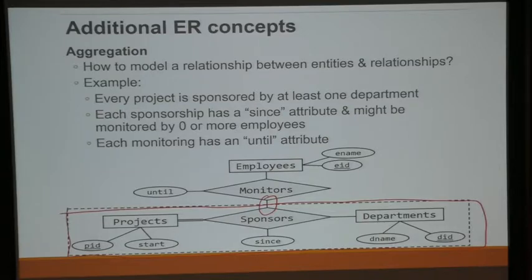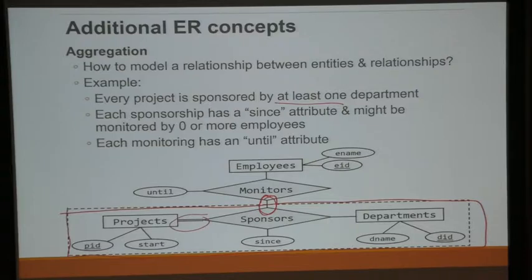Right? So every project is sponsored by at least one department. So you need to create this aggregation, you need to satisfy each of the constraints inside. So this at least one is captured here, okay, and so on. And then you also need to connect the monitors and the sponsors. The way to do this is, again, about the same. It's basically you treat the sponsors as a big aggregate. You treat the sponsors as if it is an entity.